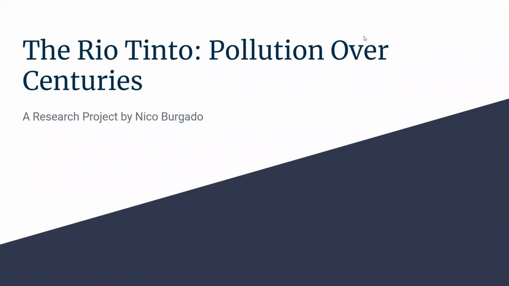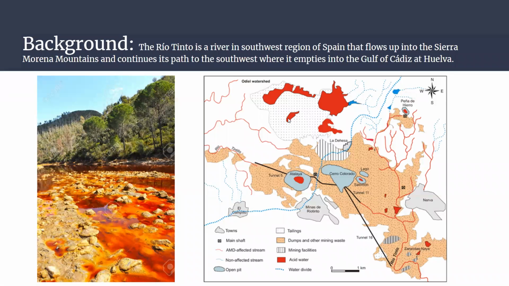Hello everyone. In this quantitative analysis video, I'm going to be going over the Rio Tinto River and the pollution over the centuries and how it applies to quantitative values in class. So for background, the Rio Tinto River is a river in the southwest region of Spain that flows into the Sierra Morena Mountains and continues its path to the southwest where it empties into the Gulf of Cadiz at Huelva.